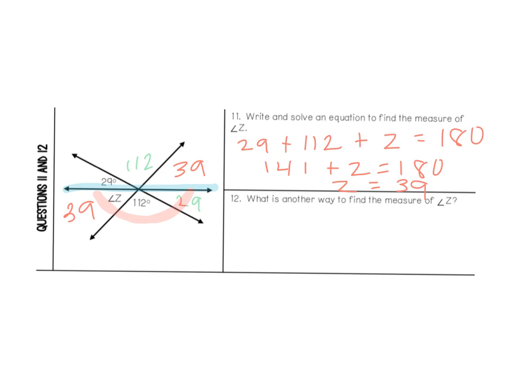So if I look here, these will form supplementary angles. This would form a supplementary angle. So those three angles together will form supplementary angles. So you are just going to look for supplementary angles.